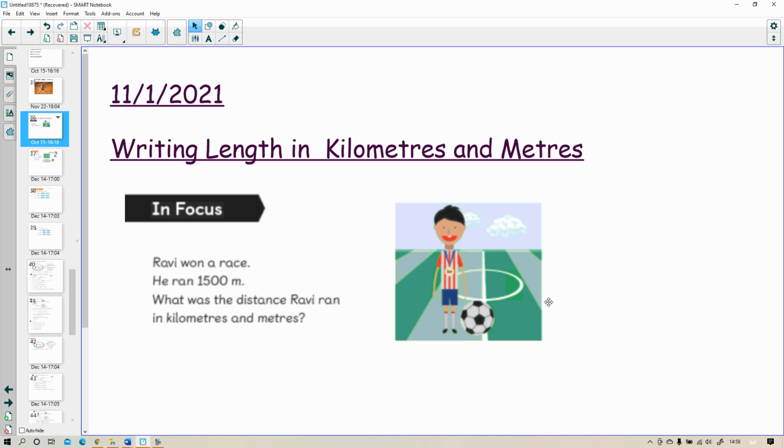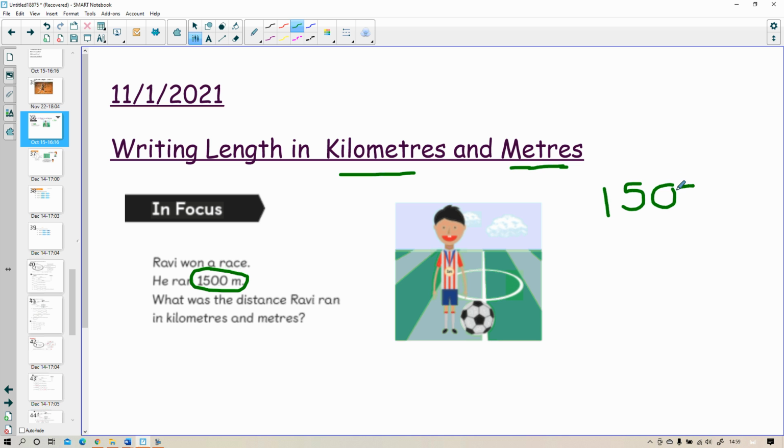Pause here and have a go at working it out, or keep listening and we can go through it together. If I get my pen, I'm going to go for green this time to match the pitch. What we want to do is convert 1,500 meters into kilometers and meters. That's what we're learning today.